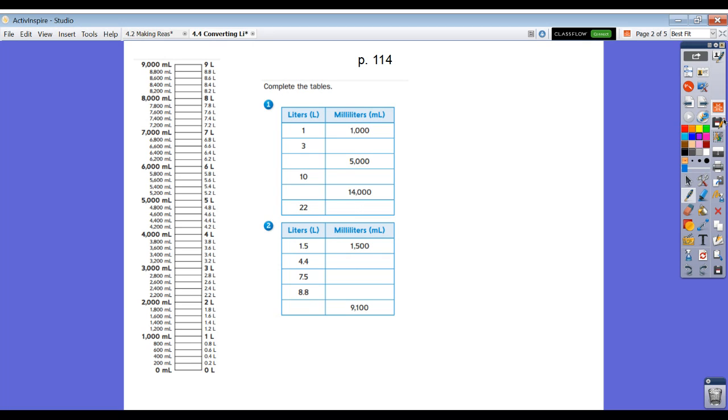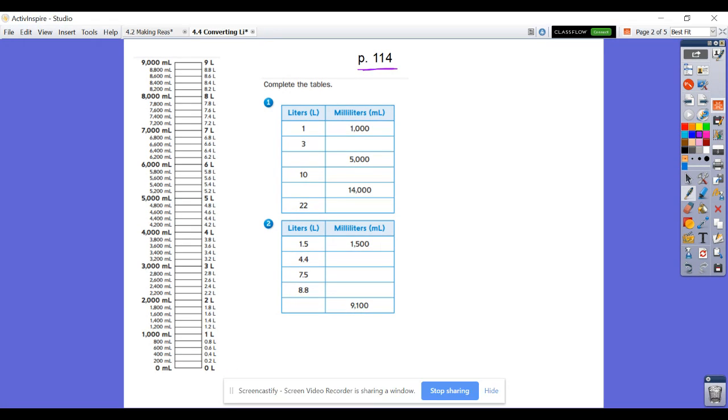Okay, let's practice some converting. This is going to be on page 114 in your journal. So if you don't have it out, pause the video right now, get your journal, and open up to page 114. I want you to do these with me.